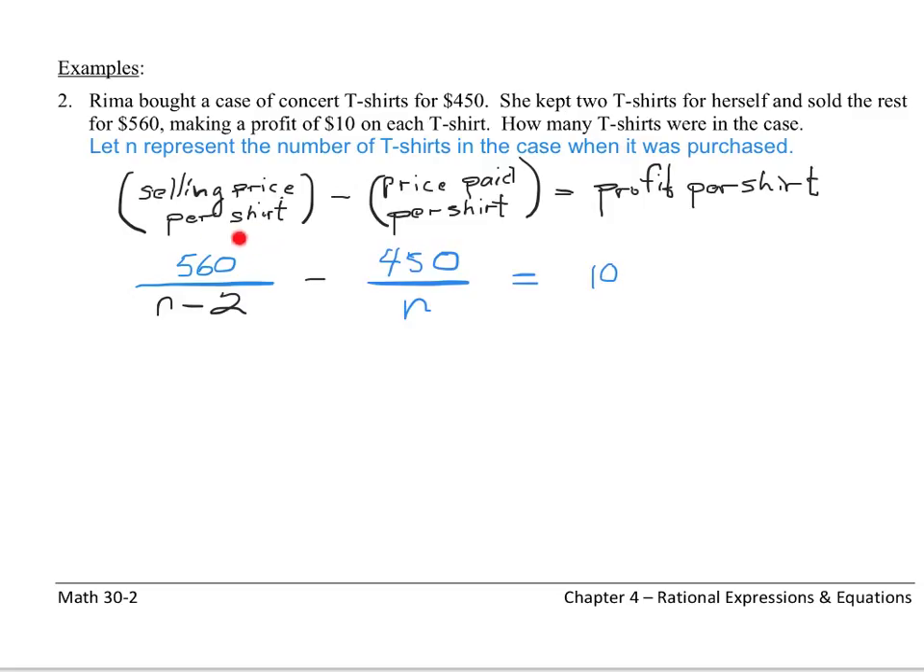So we have a selling price per shirt, total price divided by the number of shirts sold, subtracting the price paid for all of the shirts divided by how many shirts were purchased. That was a price per shirt. That gives us our profit per shirt, which is what we were told in the question. So now we need to solve this rational equation. This is similar to what you did in yesterday's assignment, and so I'd like you to pause the video at this point, work through the solution, and then restart the video to see how your solution compares with mine. Pause the video now.